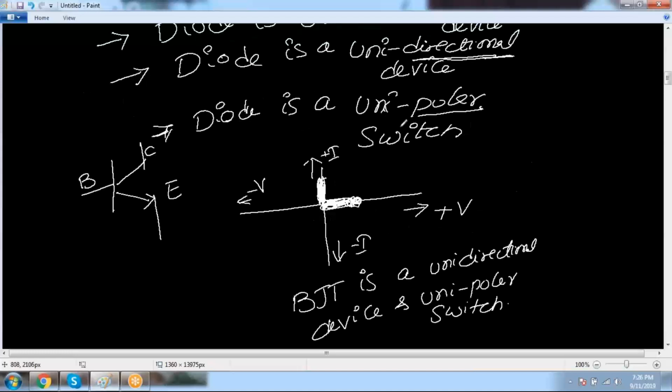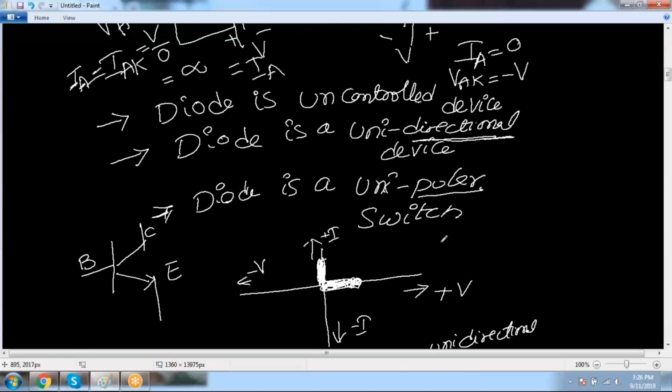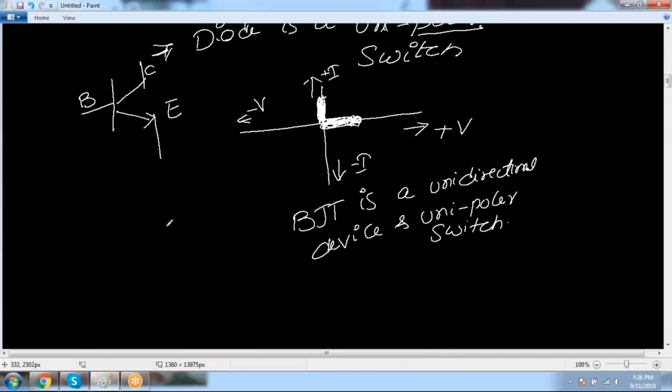Now, it is also unidirectional, unipolar, like this. Even I can take the MOSFET. Even if I'm taking MOSFET, I will tell you all these devices. If I'm taking gate, drain, source, then the characteristics are coming like this. Then this is also unidirectional, unipolar. That means any device like this is unidirectional and unipolar.